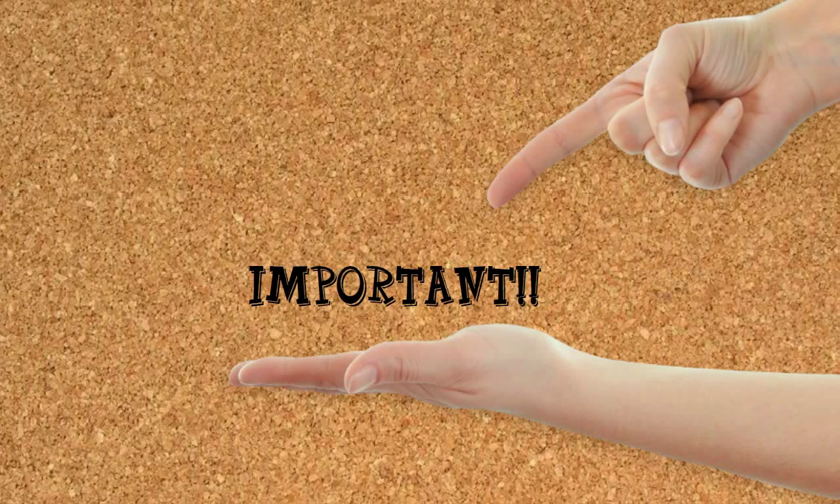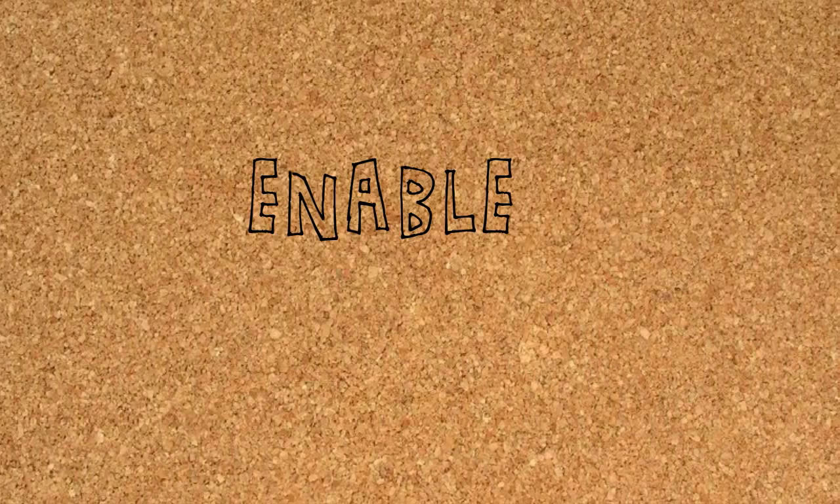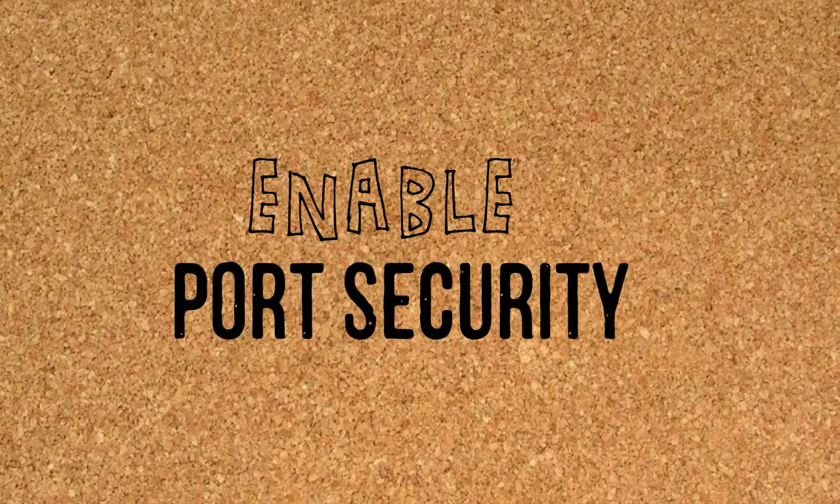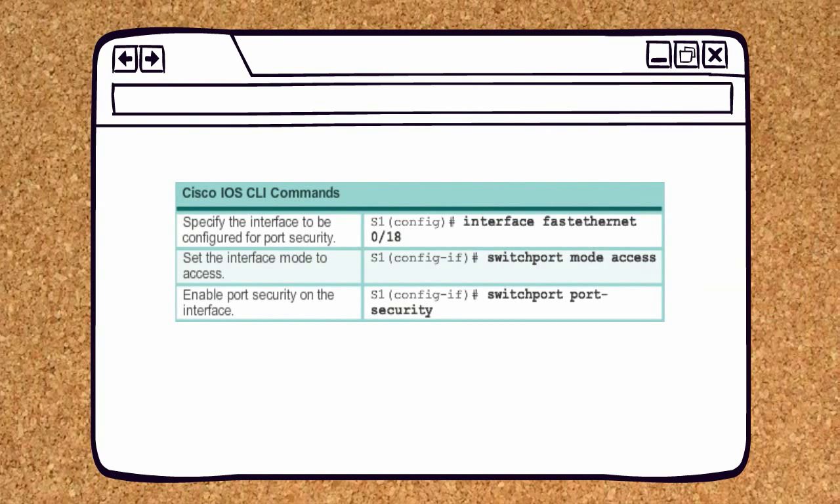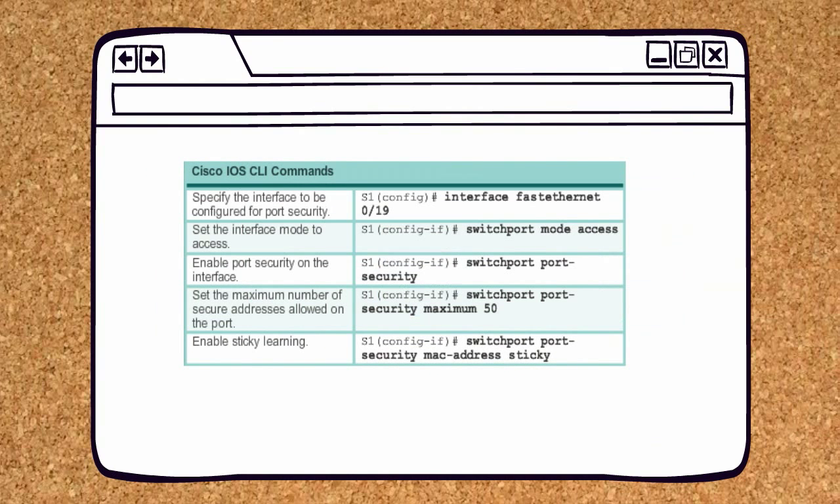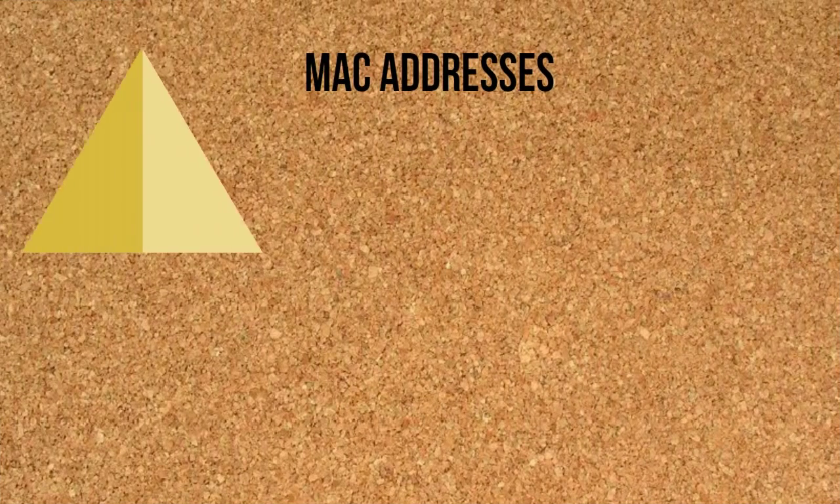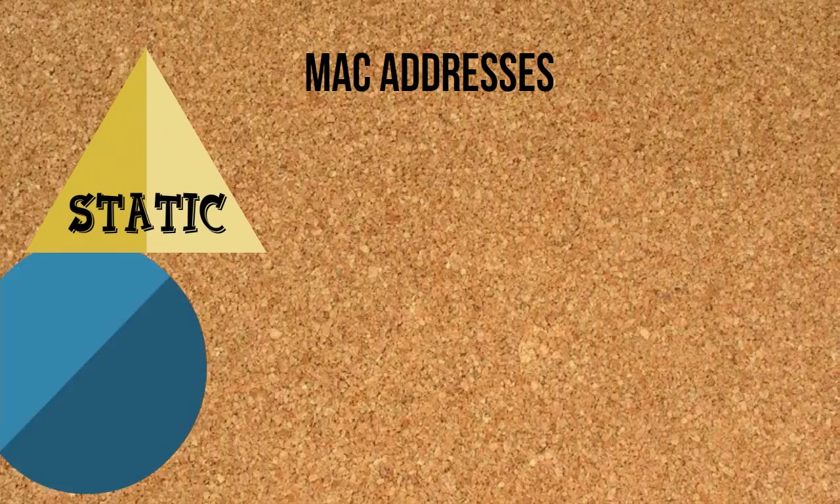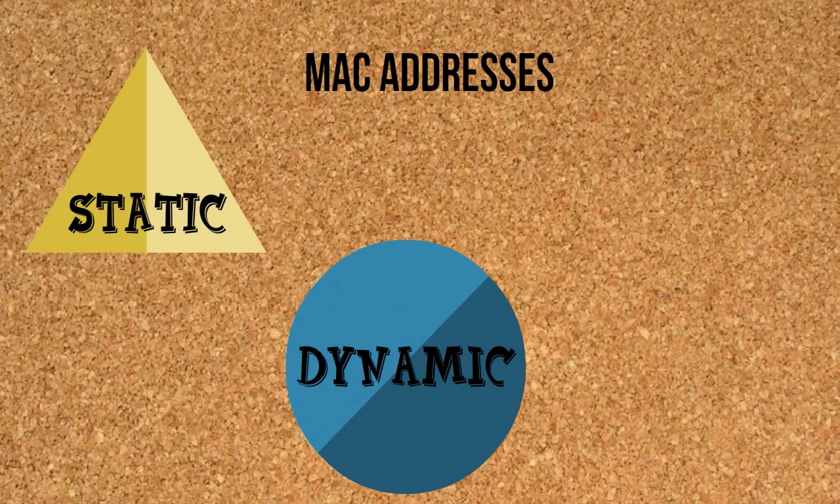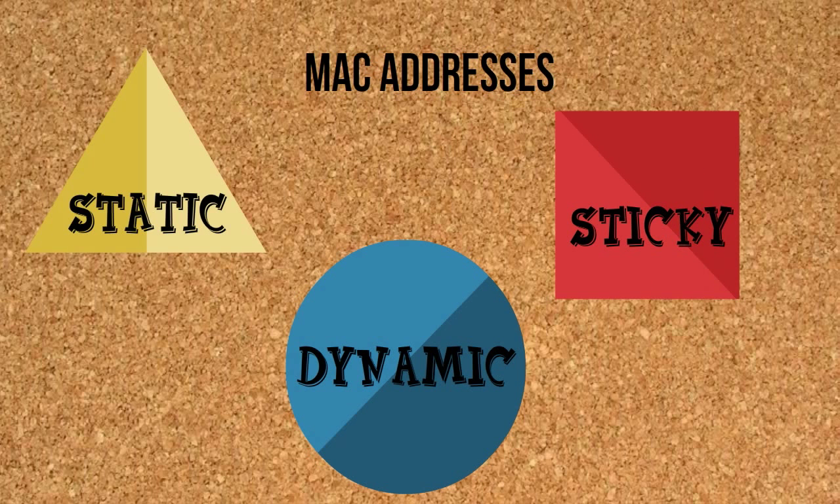Another very important thing we should do to protect our network is to enable port security. What port security does is limit the number of valid MAC addresses allowed on a port. These MAC addresses can be static, which are configured manually by commands. There's also dynamic MAC addresses, which are configured dynamically. There's also sticky MAC addresses, which can be dynamically learned or manually configured.